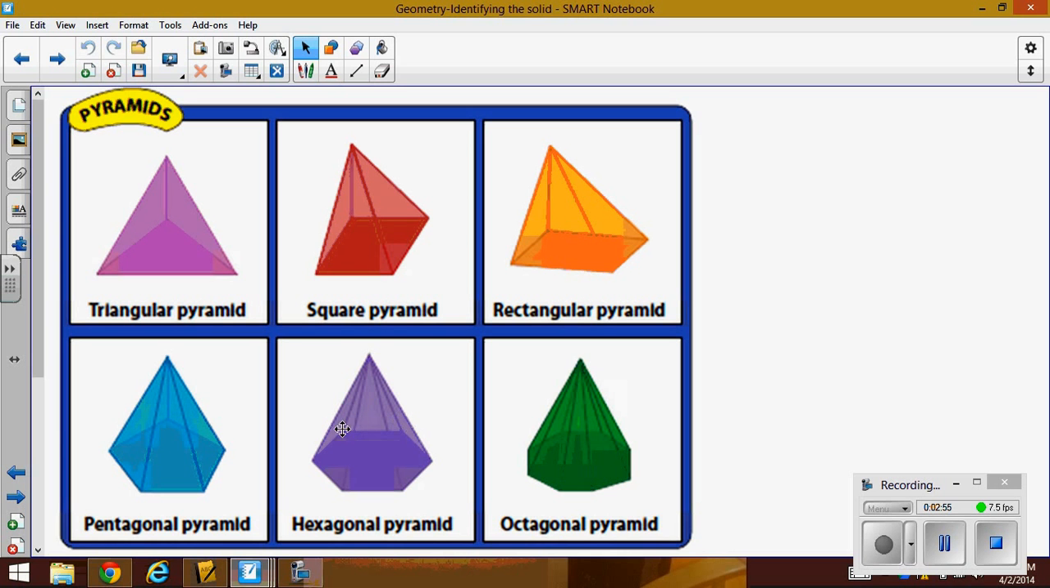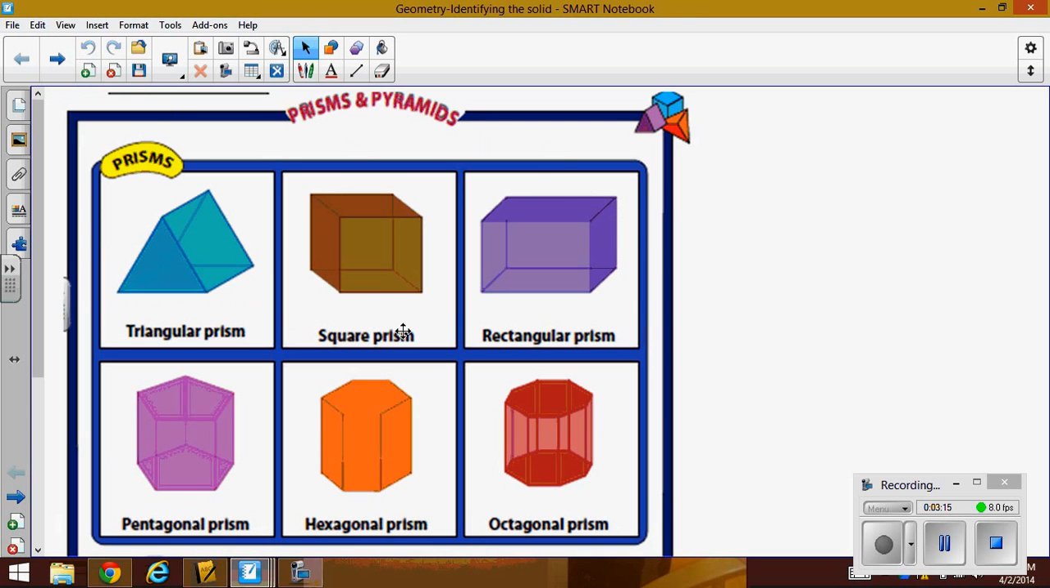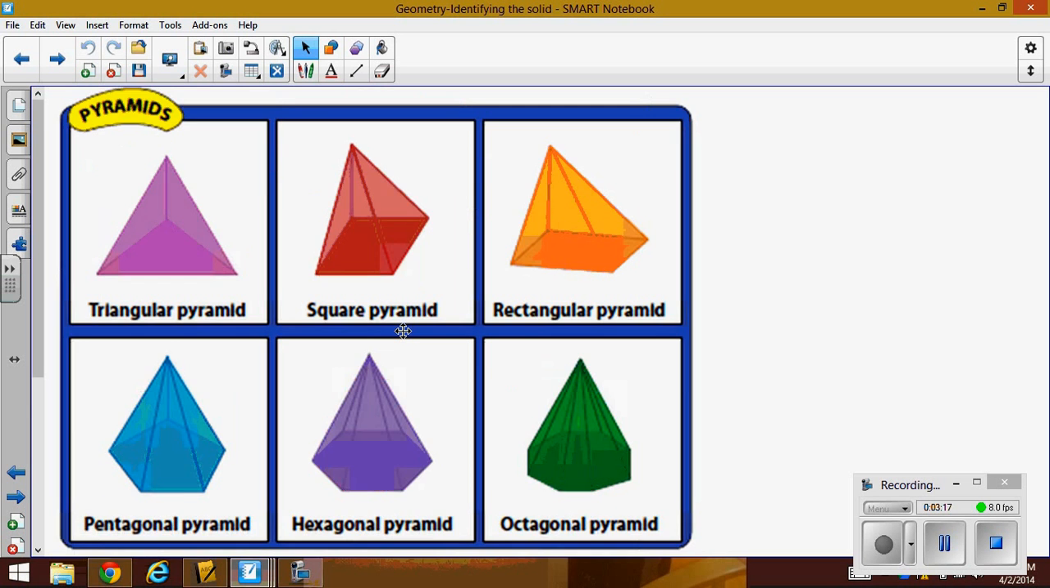The next shape, we have one point on top, and there are 6 sides around this shape. 6 sides is called a hexagon, so a hexagonal pyramid. And then the last shape here is a pyramid. The name of its base is an octagon, so we have an octagonal pyramid. If you need to, go between slide 1 and slide 2 and make yourself familiar with these shapes.